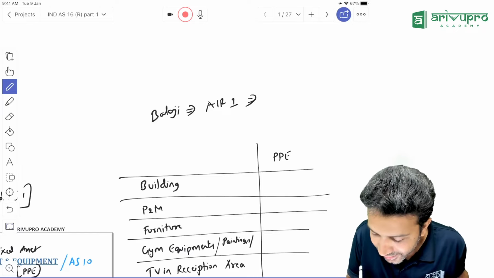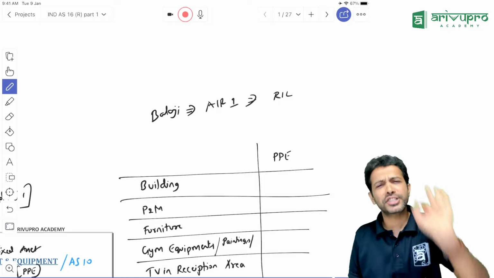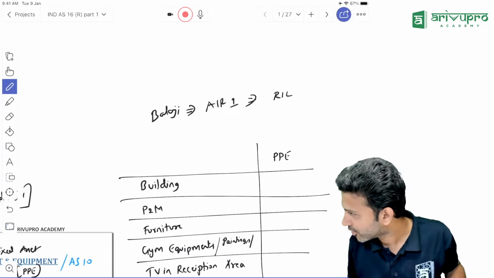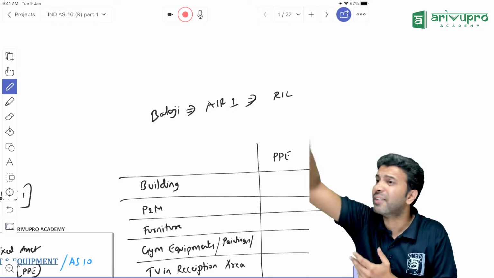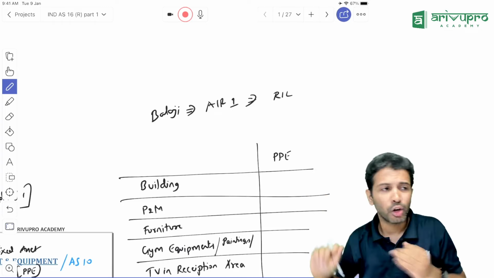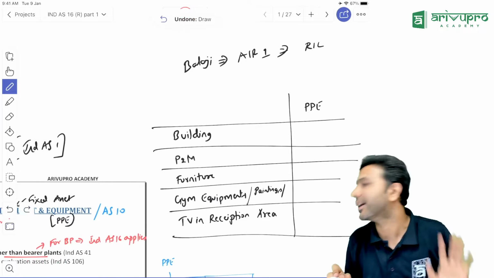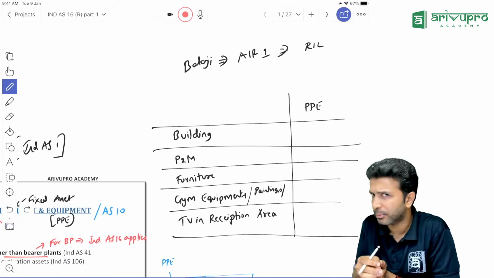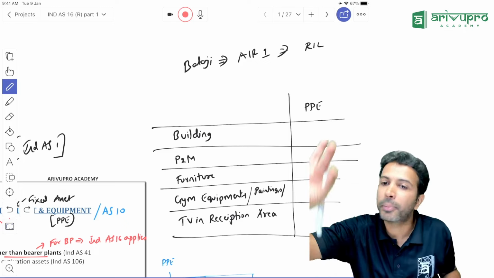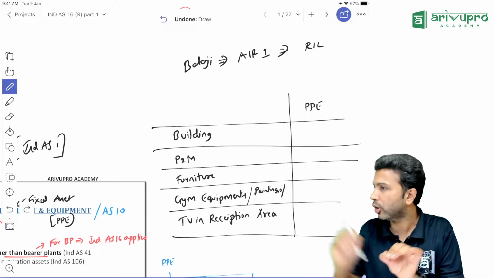So he joined a company called Reliance. First day, Balaji went into the Reliance office. Obviously, a company will have many assets. Balaji went into the premises and saw that Reliance owns a building. Now, I will give you certain examples. You have to tell me whether they are property, plant and equipment or not. You need to answer them.